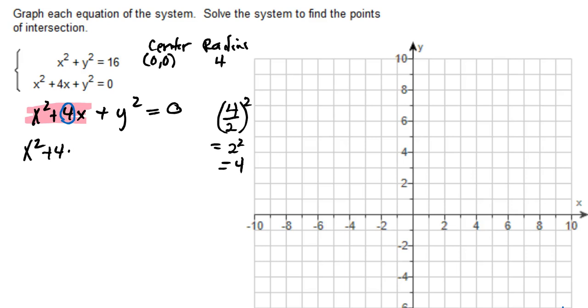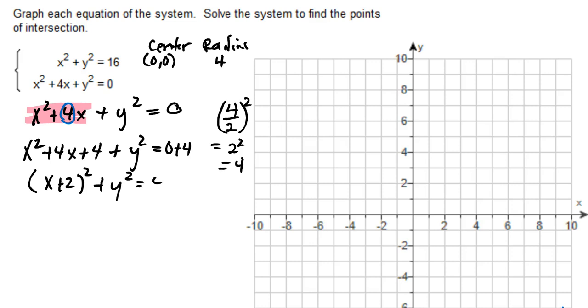So I'm going to add 4 to that group of x's, and whatever I do on one side of the equation, I have to do the same thing on the other side. And then the x group is going to factor into x plus 2 squared. And now I can see that this is a circle, and its center is -2, 0 with a radius of 2.